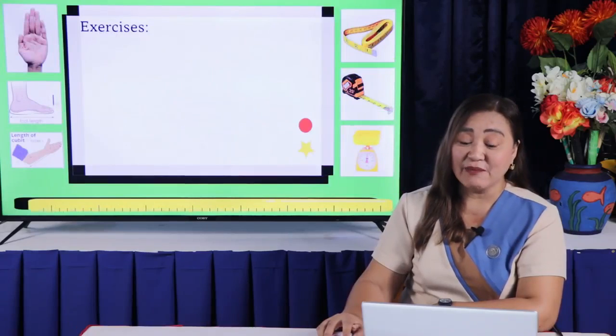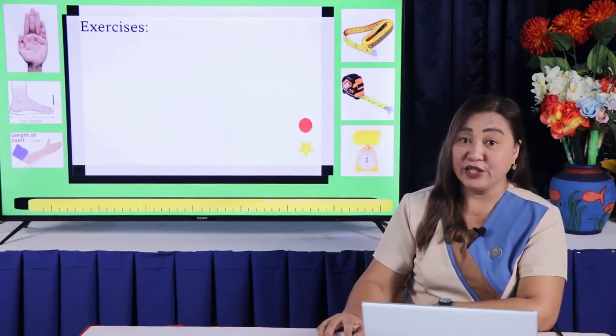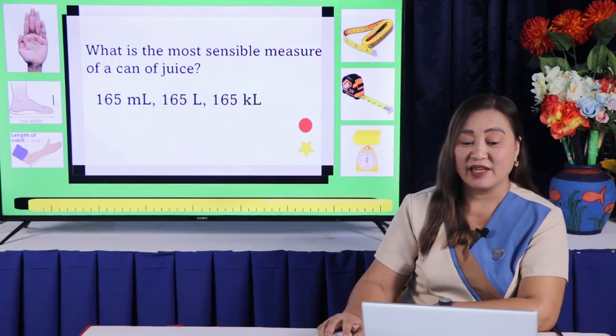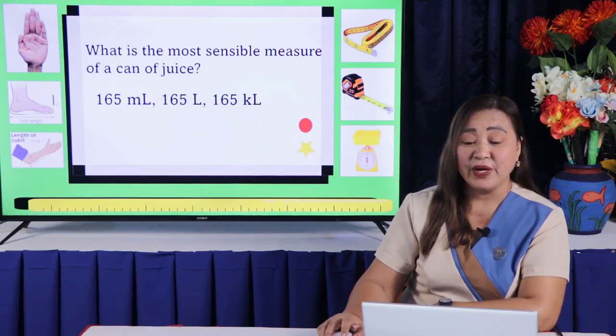Now let us have some exercises. Prepare your paper and pen. Write the answers on your answer sheet. Question number 1. What is the most sensible measure of a can of juice? 165 milliliters, 165 liters, 165 kiloliters.